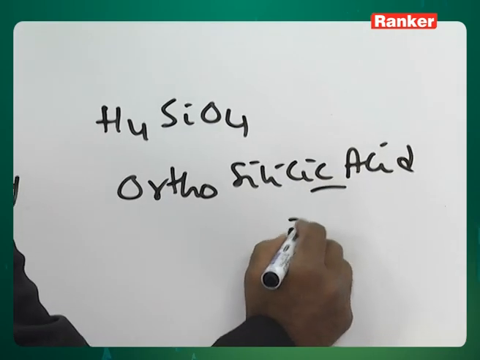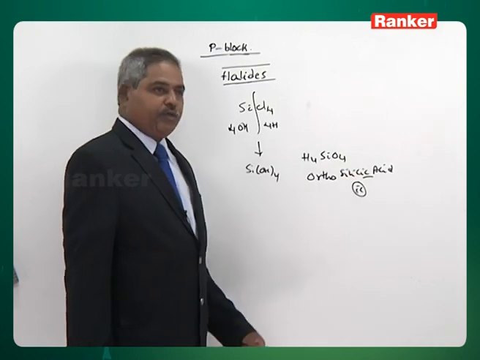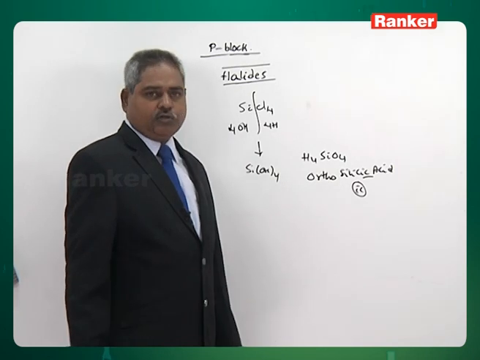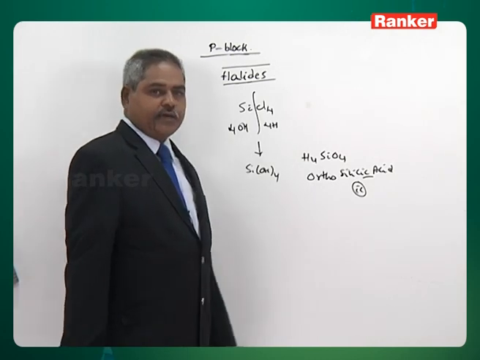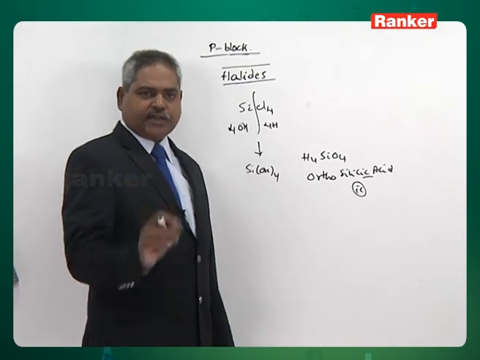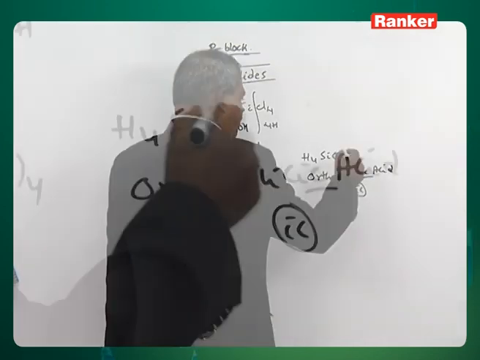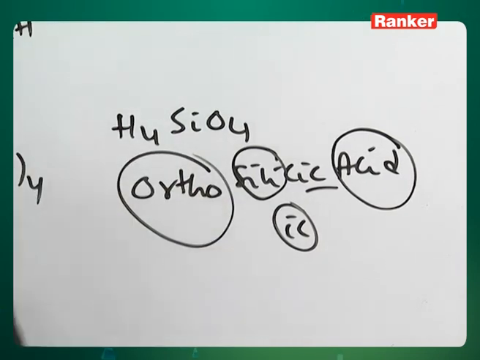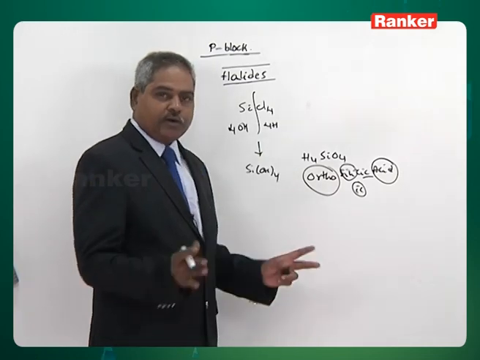I would simply call it IC. You know it's an acid of silicon, and ortho is an optional term. Whether you use it or not doesn't make any difference. Ortho is almost like a title, like Mr. So I simply wrote IC because you know that this is an acid of silicon, and the term ortho is optional. Which word is important? Silicon and acid matter; ortho is not important, only IC.